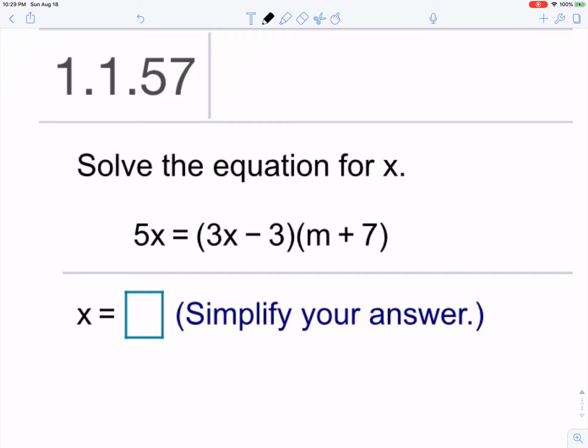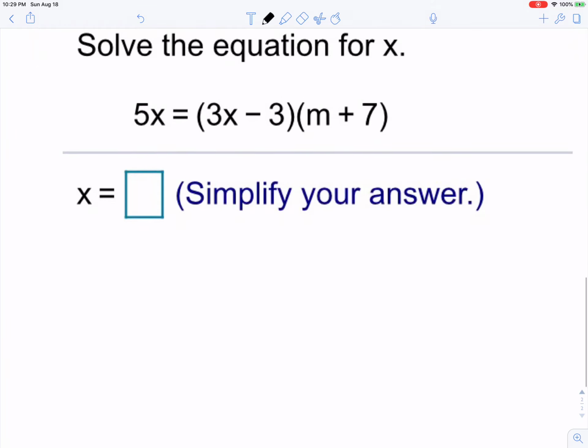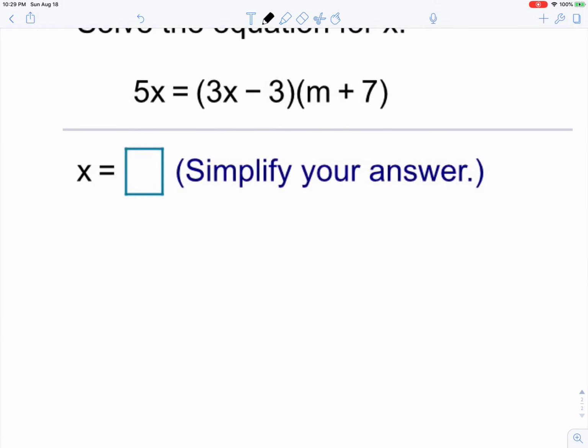Addition property of equality says we can add the same real number to either side of the equal sign and preserve equality. Multiplication property of equality says we can multiply the same non-zero real number on either side of the equal sign and preserve equality. So let me start by getting a copy of the original. We have 5x equals (3x minus 3)(m plus 7).